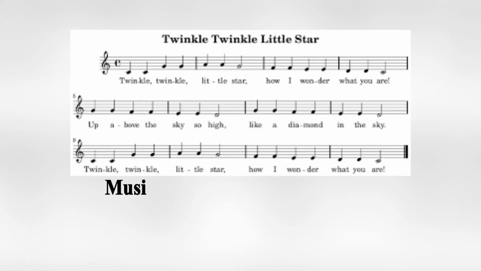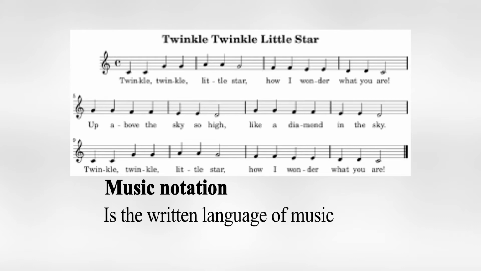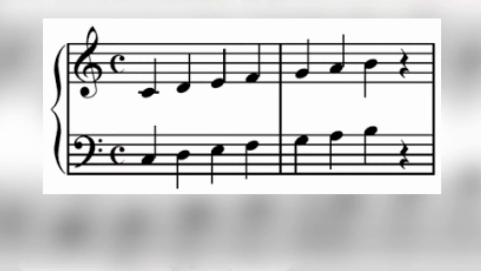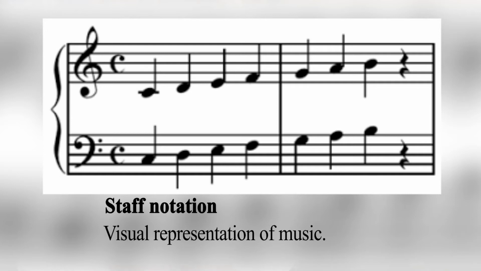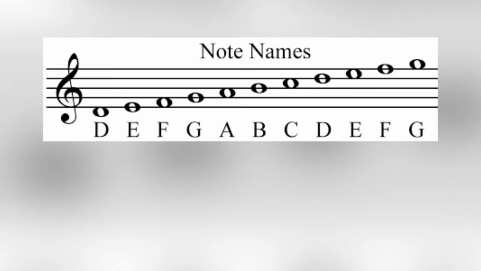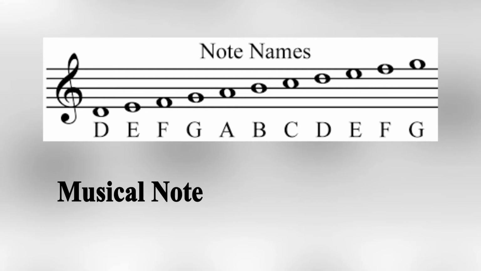Music notation. Music notation is the written language of music. Staff notation. Staff notation is like a graph. It has a horizontal and a vertical axis. It is also part of the musical notation. It's a visual representation of music. Musical note. A musical note is a symbol used to denote the characteristic of a certain sound.